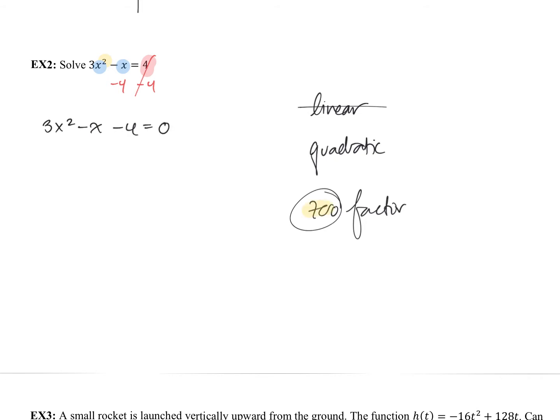First part is done. What's the next thing I need to do? Well, remember, it's in the name of the property. First we set it to 0, and then we factor it, hence the zero factor property. So let's go ahead and factor this.